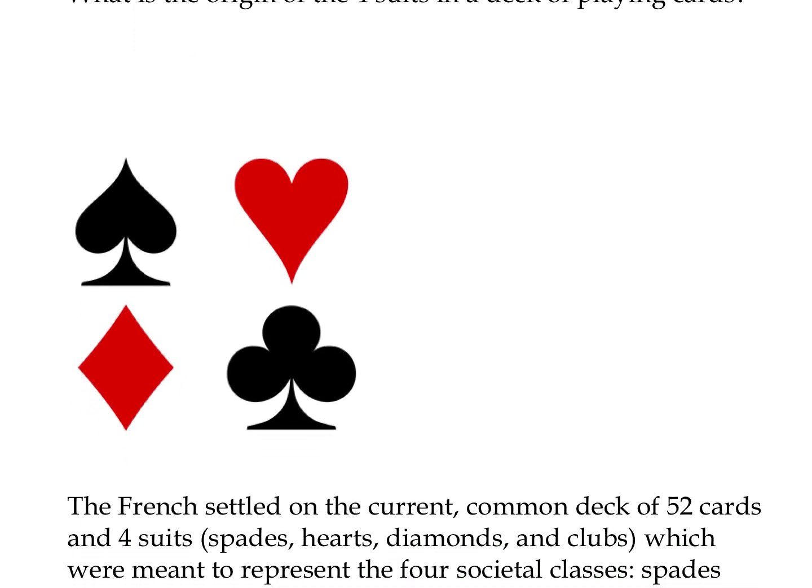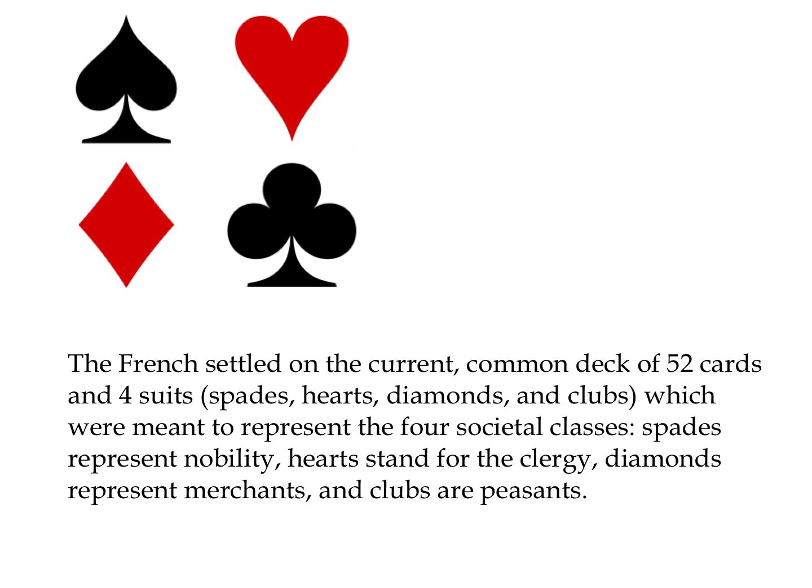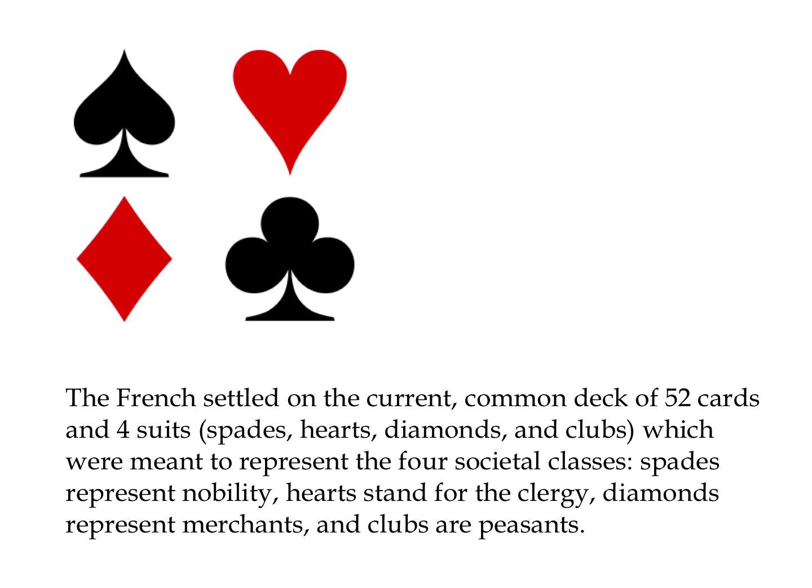Well, it comes from the French. They settled on and came up with that current deck that we commonly use now with 52 cards, 13 cards in each of the 4 suits: spades, hearts, diamonds, and clubs. That's these right here. And you can see they represented something in society back when they came up with this deck of playing cards.